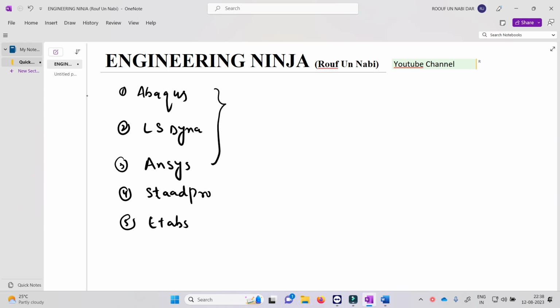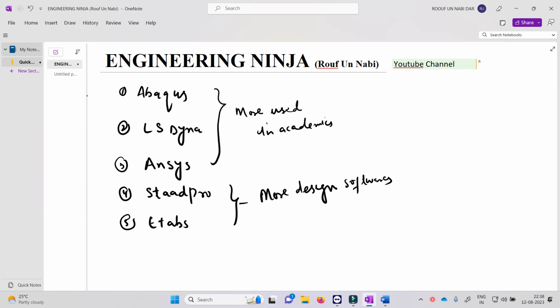These three software are more used in academics, by researchers, professors, of course, as well. And these are more design software, used by industrialists and industry people.